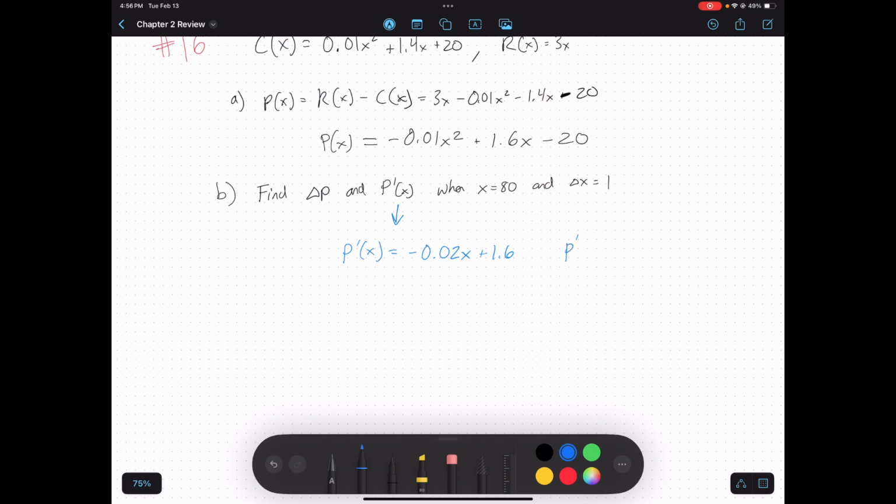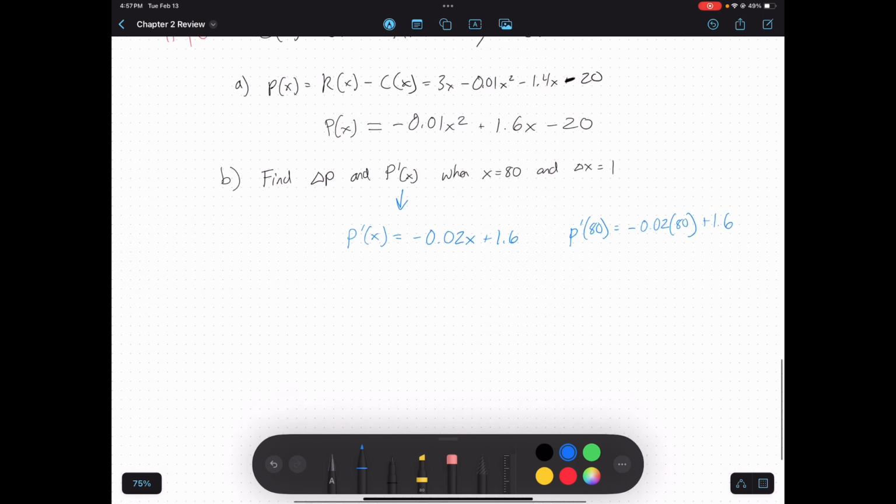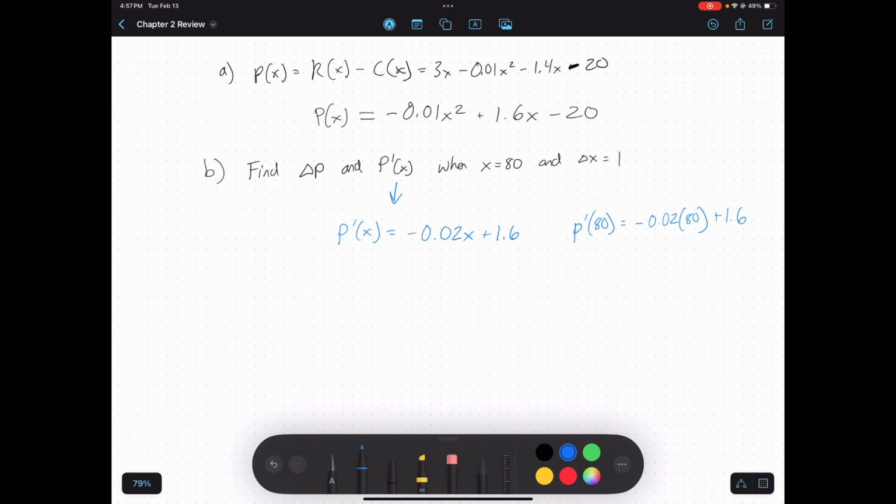So what does that mean? That just means I now need to plug in 80 into my derivative and see what I get. Okay. But then it asked me to find delta P. Delta P is very different. If you remember from our video about this, delta P means the actual change in P. If delta X is 1, that means I'm increasing it by 1. So go from producing 80 units to 81.